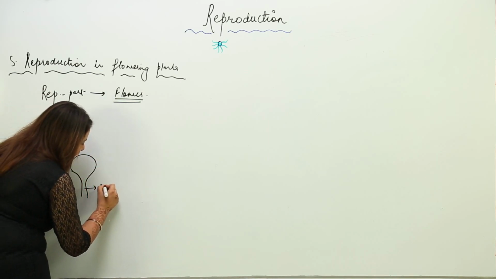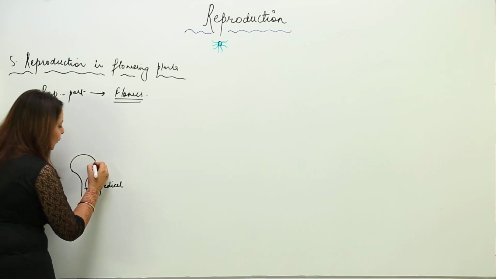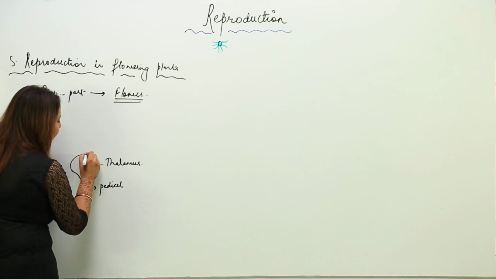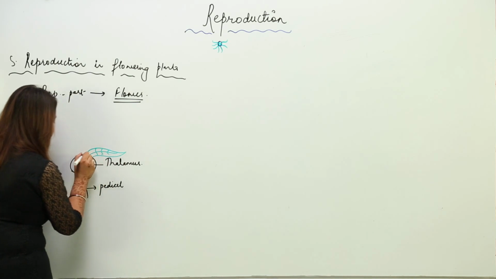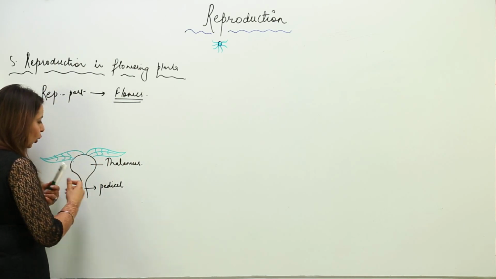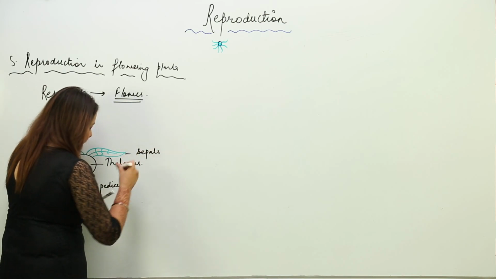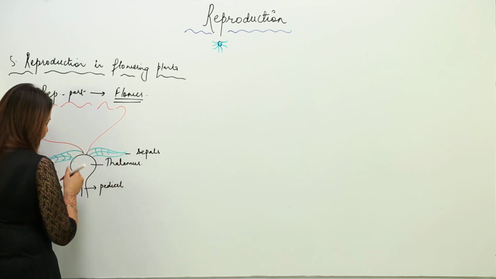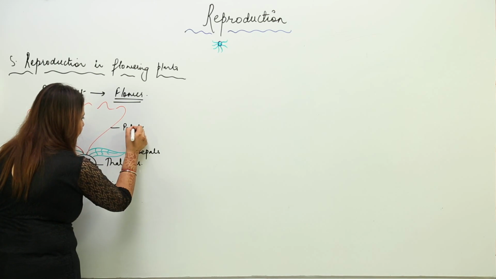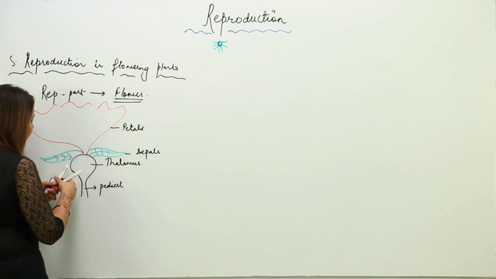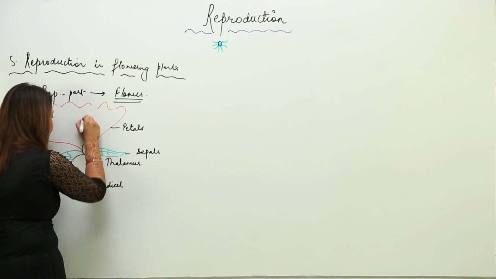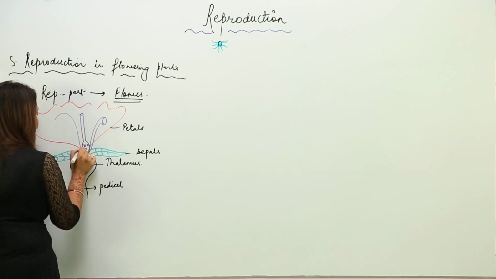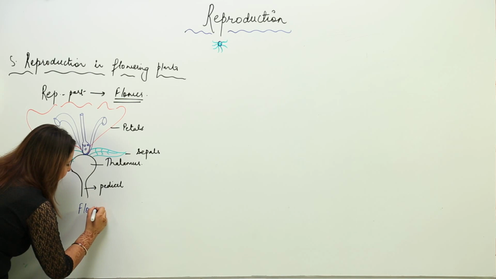The stalk is called the pedicel. It has a bulged portion which is called the thalamus. It has green colored leaves on it. These are called sepals. We have brightly colored petals over it. It encloses a female and a male reproductive part. How does it look? A female reproductive part is like this, and male reproductive parts are like this. So this is the basic structure of the flower.